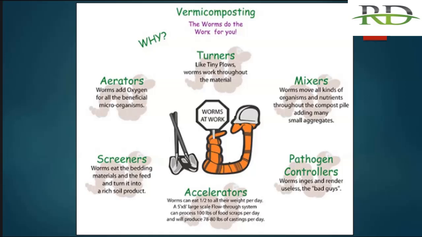It is an accelerator. It can eat up to its whole weight per day. In a large-scale flow-through system, it can process 100 lbs of food scraps per day, and it will produce 78 to 80 lbs of castings per day. It eats 100 lbs, but it produces 78 to 80 lbs of castings per day. Then it is a screener.